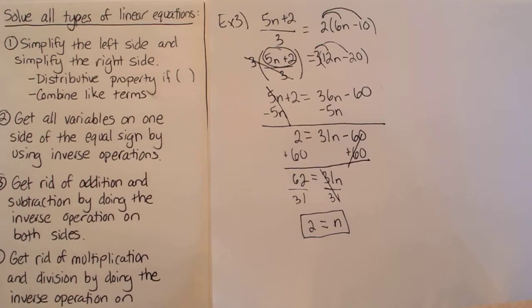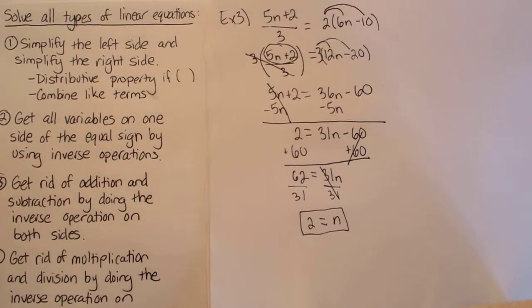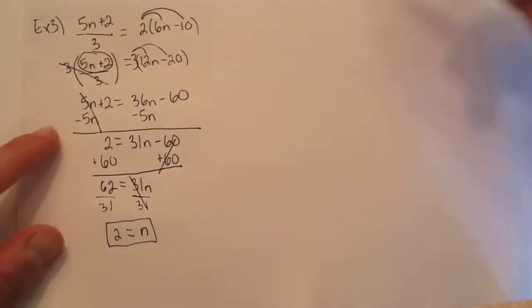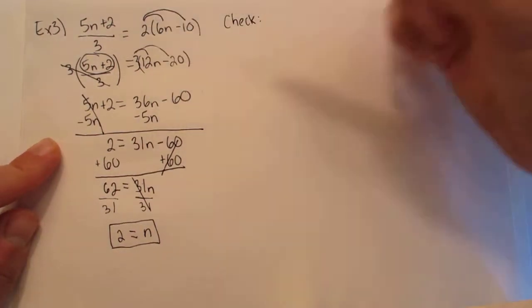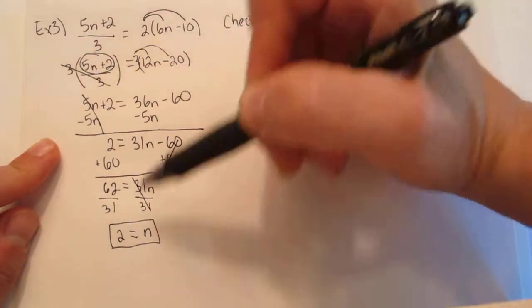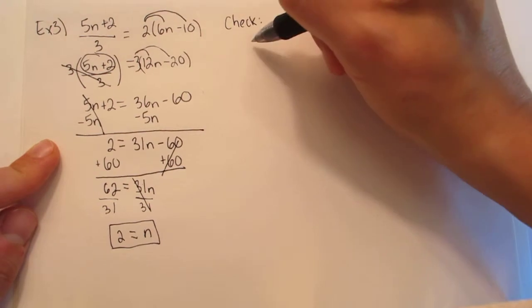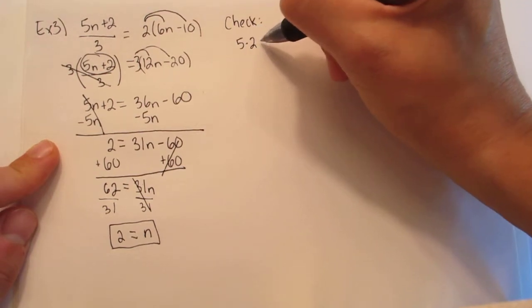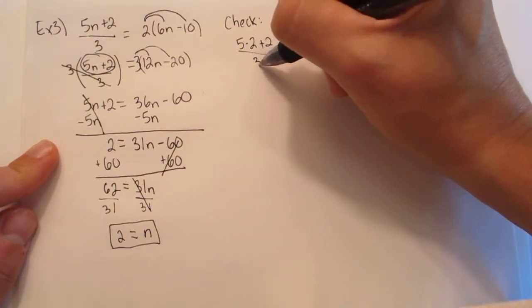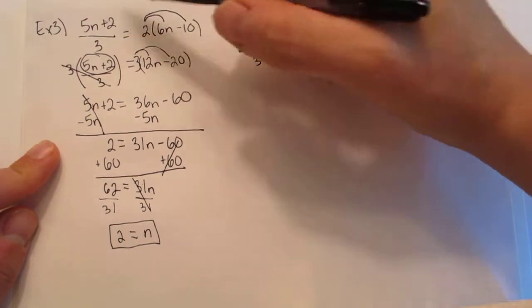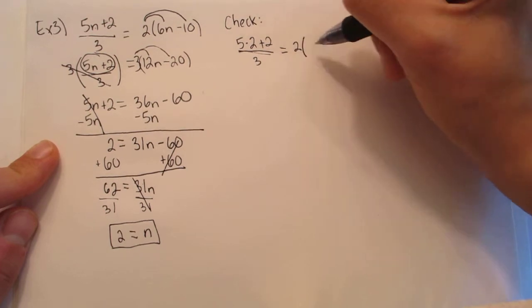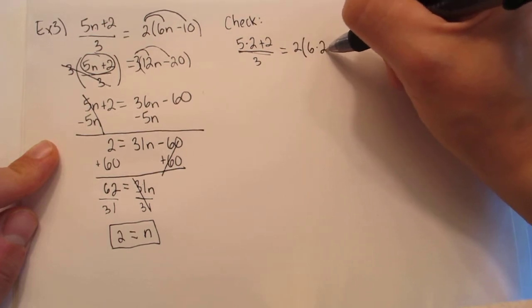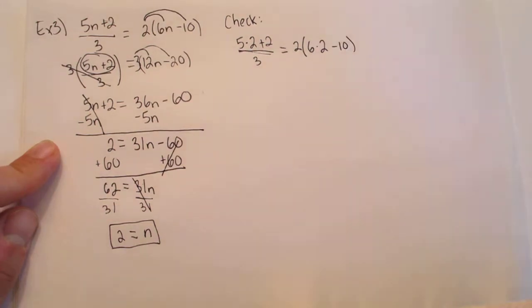And because this one was so complicated, I do actually want to go through and show you the check just to prove to you that we did it right. I'm going to come back to my original problem, and everywhere I see an n, I'm going to replace it with a 2. So I've got 5 times 2 plus 2 divided by 3. So I just replaced that n with a 2. Equals 2 parentheses 6 times n, take away 10.